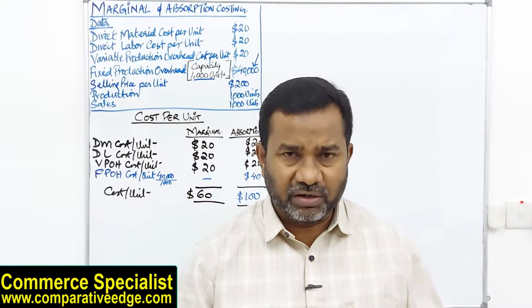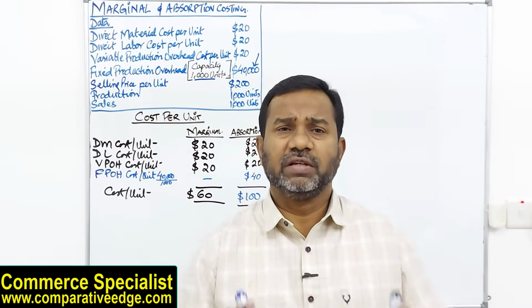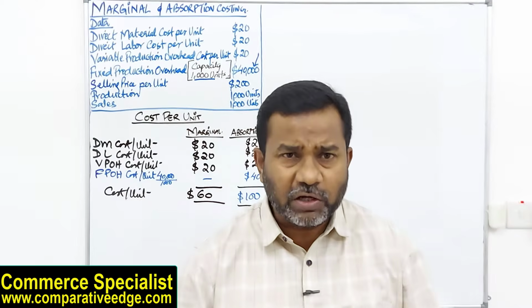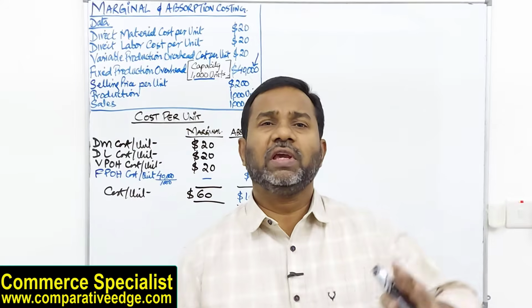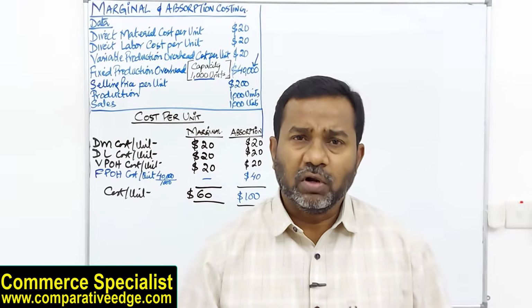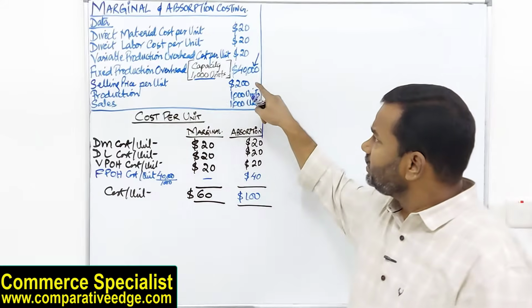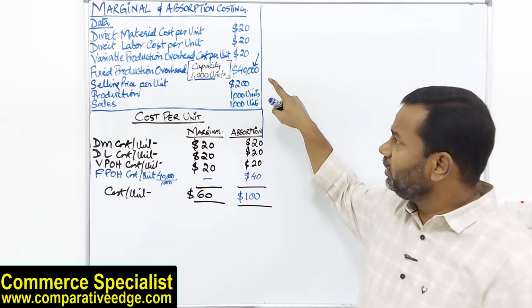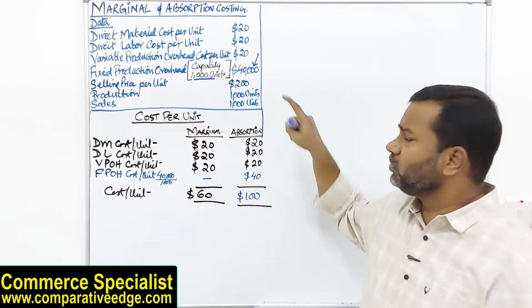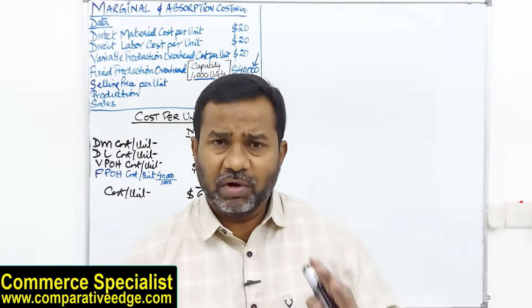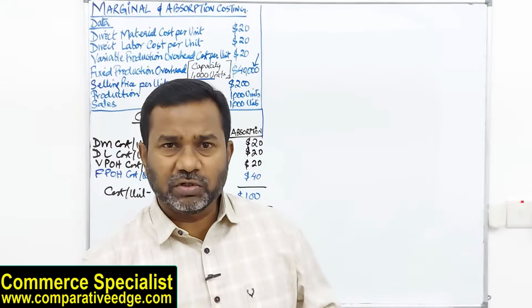In order to prepare a statement of profit and loss, whether it be marginal or absorption costing, we need some basic data. We need some basic details like selling price per unit, how many units we are selling, how many units we are manufacturing. Only then can we calculate profit or loss under absorption and marginal costing. These details are given here. Selling price per unit is $200. Production is 1,000 units. Sales is also 1,000 units. So now I'm calculating profit and loss under marginal costing first, then absorption costing.